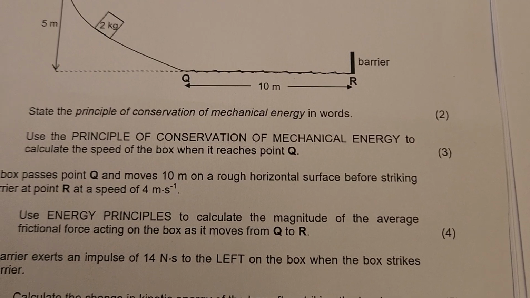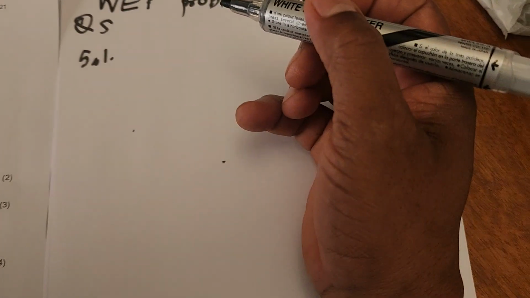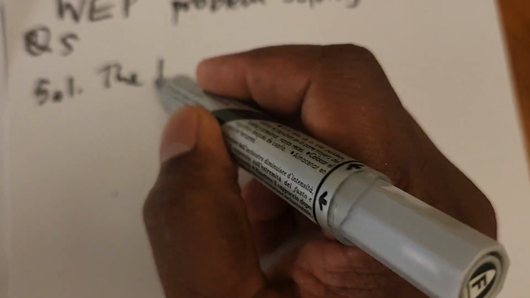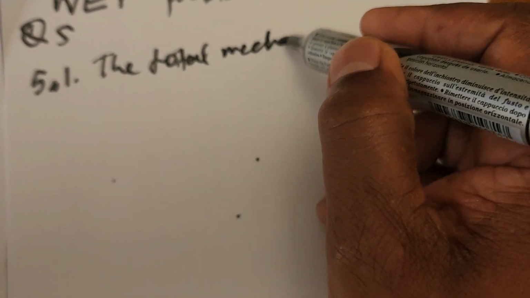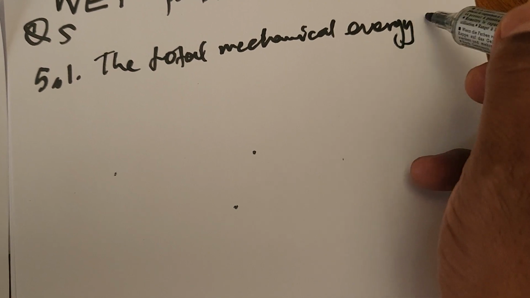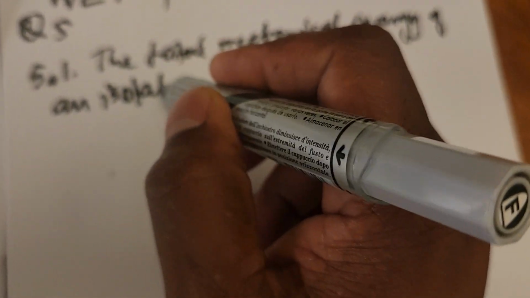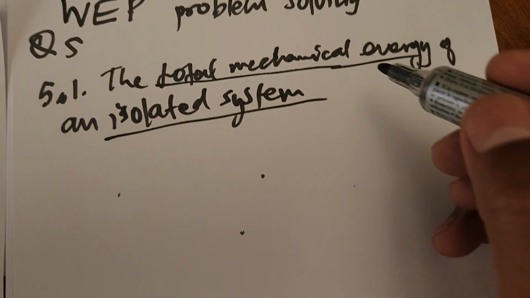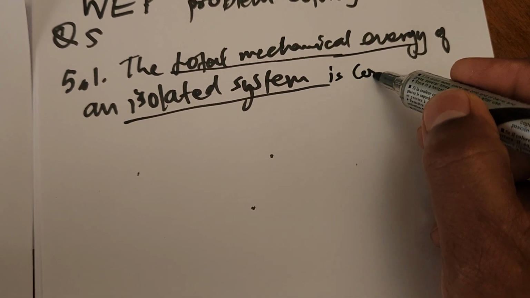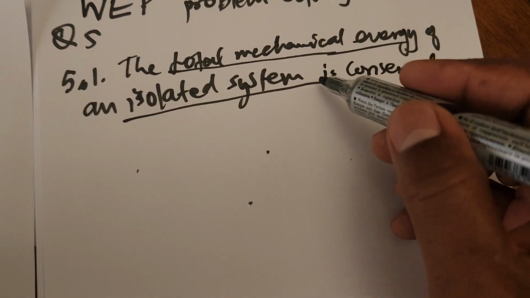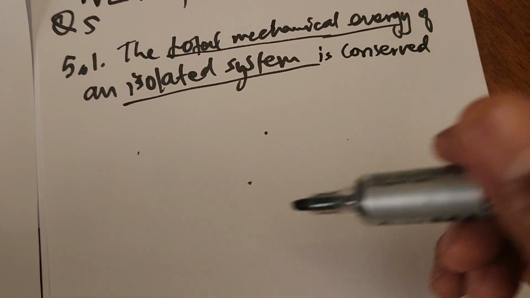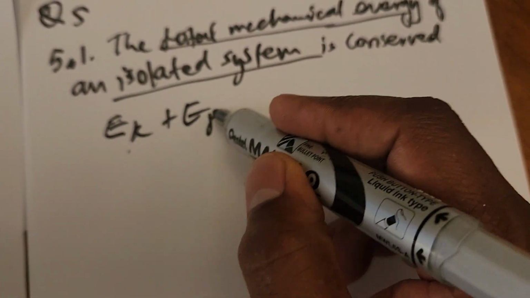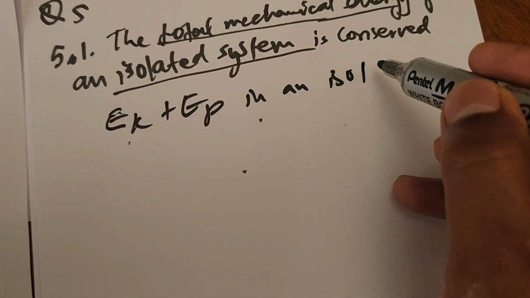State the principle of conservation of mechanical energy. This is grade 10 work. The examination guideline will say the total mechanical energy of an isolated system is conserved. Keywords: the word total is key, and isolated system is also key. You can say it remains constant, or it remains unchanged. Or the learner can just say the sum of kinetic and potential energy in an isolated system is conserved or remains the same.